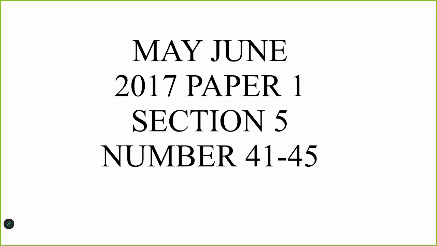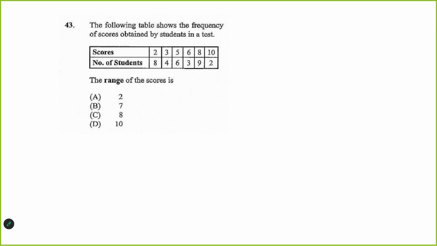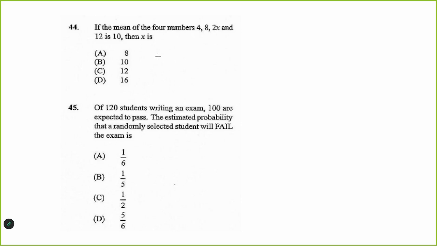Let's look at May, June 2017. Modal is 7. How many children took part in the survey? 15. Range of scores, lowest to highest, is 10 minus 2, which is 8. This one here, we did this question. The missing digit is 6.